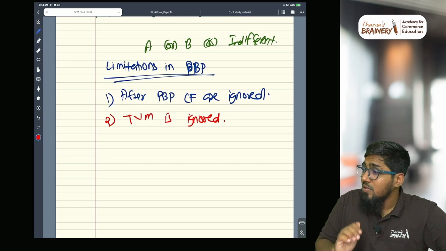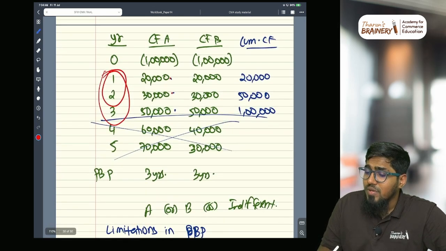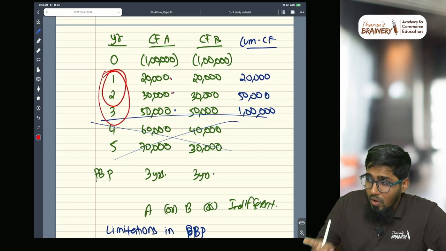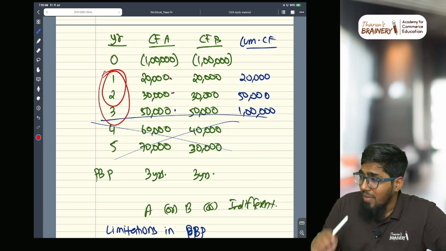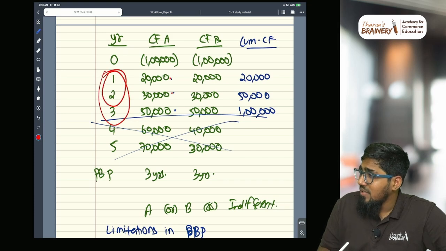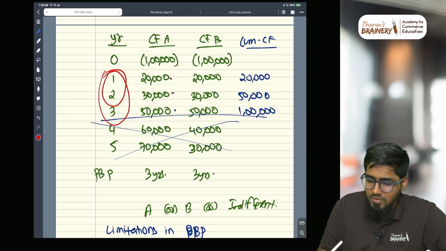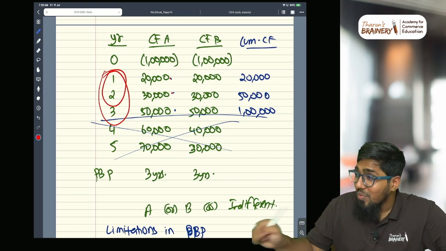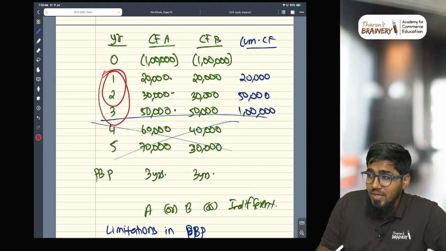How can you ignore this concept? The time value of money is ignored. Why is it ignored? Because different year cash flows cannot be added. A donkey should marry a donkey. A monkey should marry a monkey. A buffalo should marry a buffalo. A human should marry a human. A monkey cannot marry a donkey. A donkey cannot marry a human.